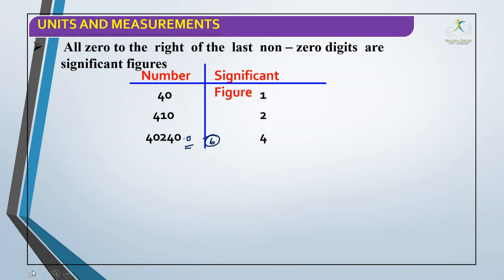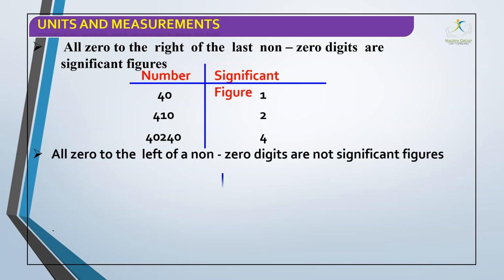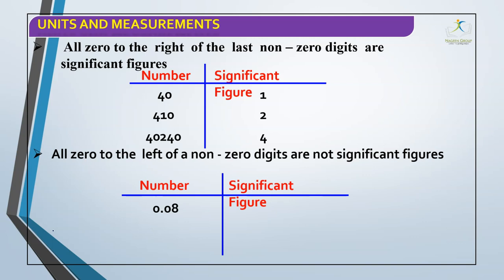So you must think about that. Use a little brain, and if there is a point here, then count it. Clear? Next, all zeros to the left of the non-zero digit are non-significant figures. Like numbers 0.08, 1. 0.008, again 1. Try to give this answer. Yes, this is a 3. So students, what we are doing here, this is a non-zero digit.